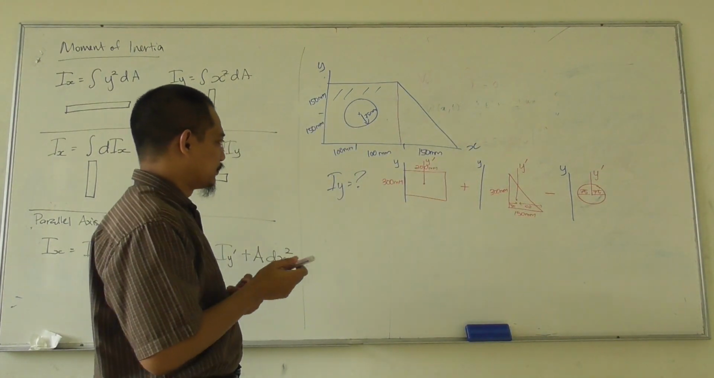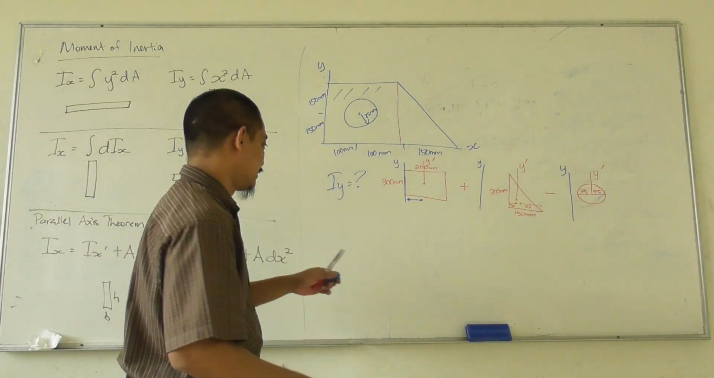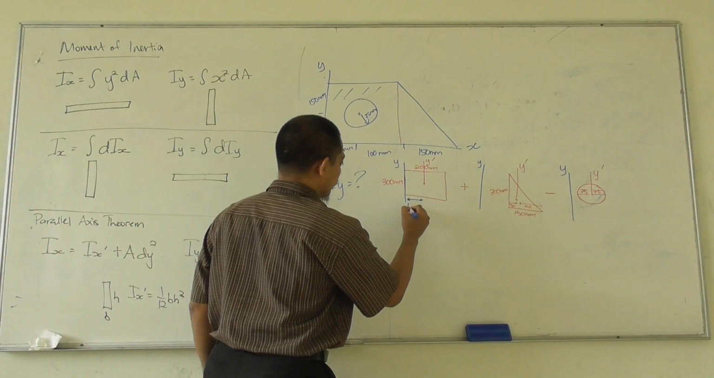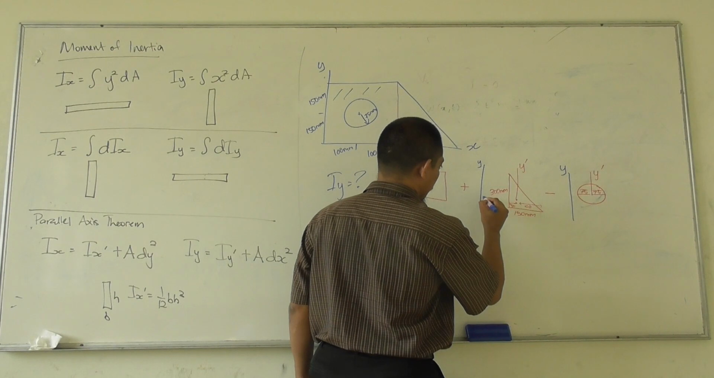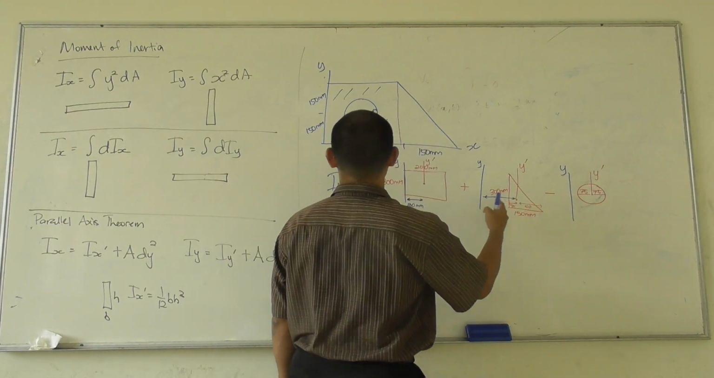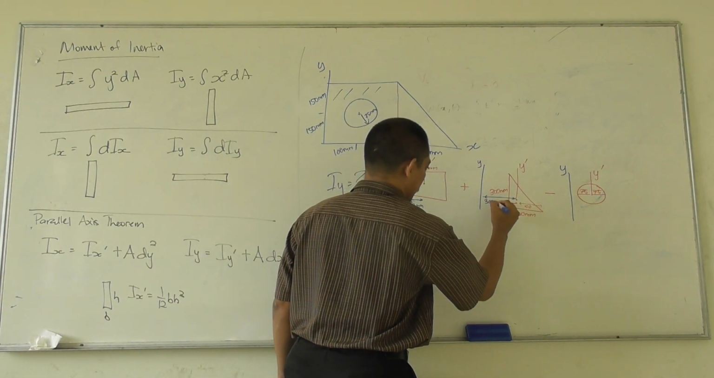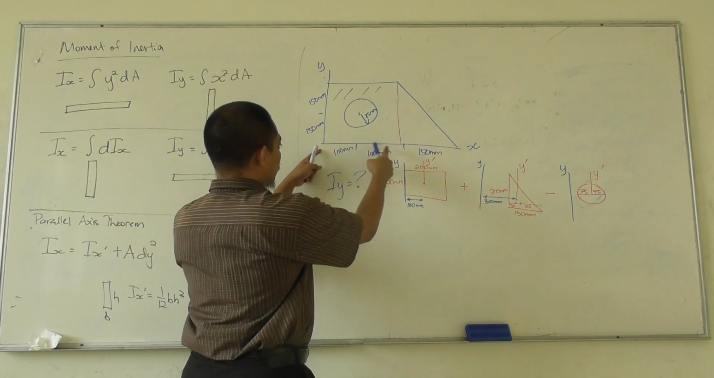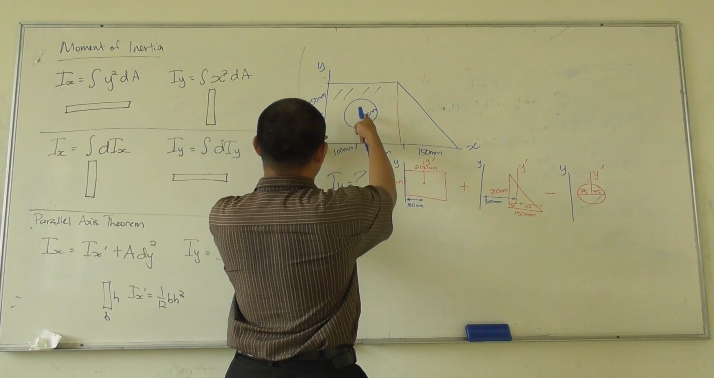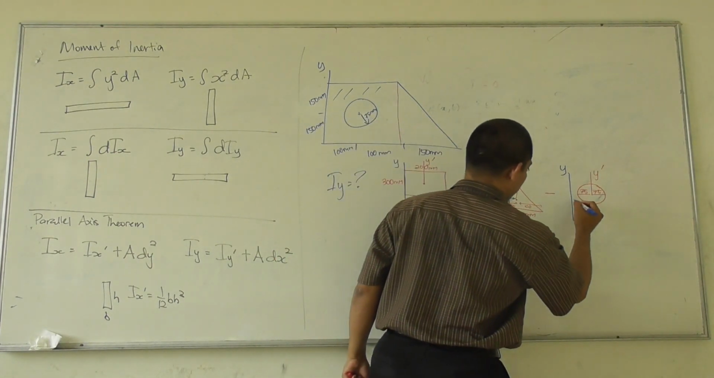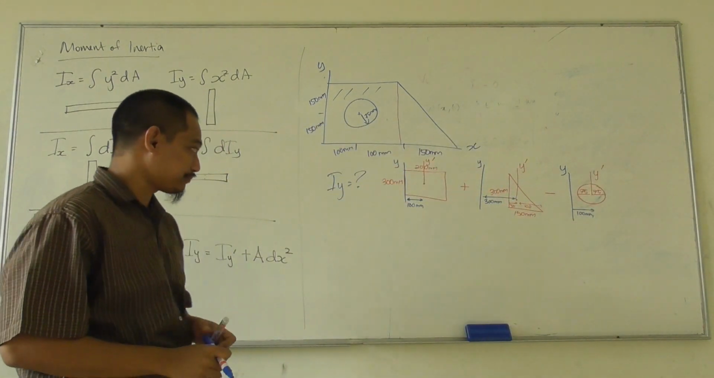Why do we need this? Because we need to find what is dx, meaning the distance between the two axes. In this case, it will be 100 millimeter. In this case, what is this distance? This is 200 plus 50, meaning this is 300 millimeter. And this one basically, this is the center, so it's basically 100. This distance is 100 millimeter to the y prime.